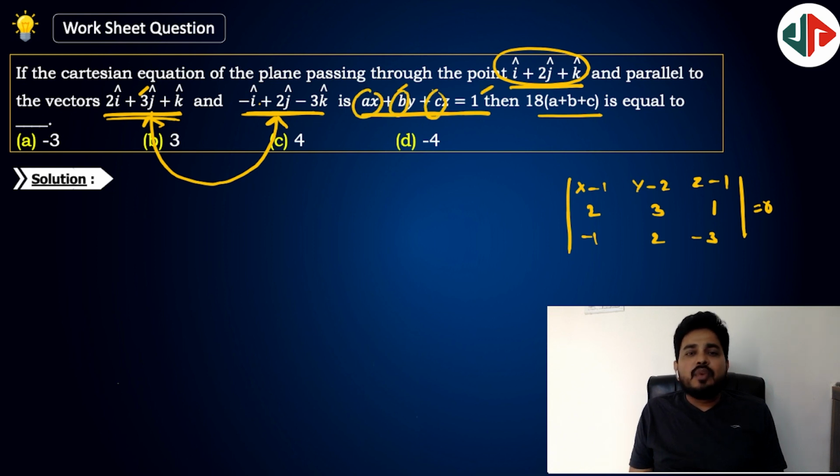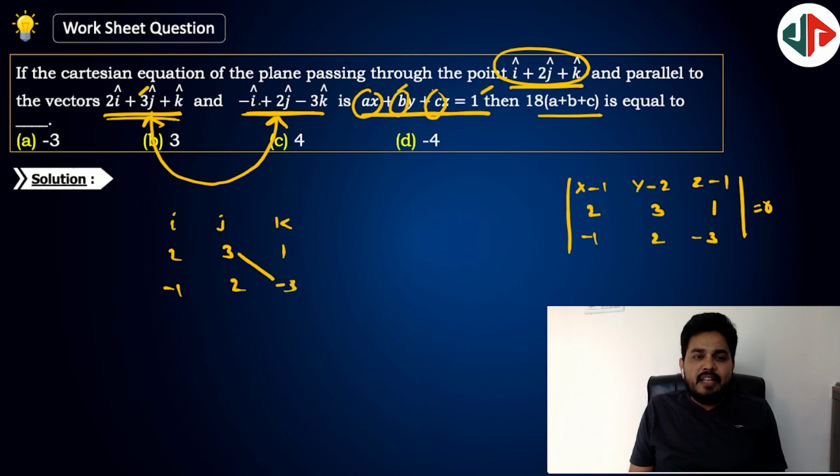So for the cross product, if I want to take i, j, k, we have 2, 3, 1 and minus 1, 2, minus 3. So the i value is minus 9, minus 2, minus 11. The j value is minus 1, plus 5. The k value will be 4 plus 3, 7.